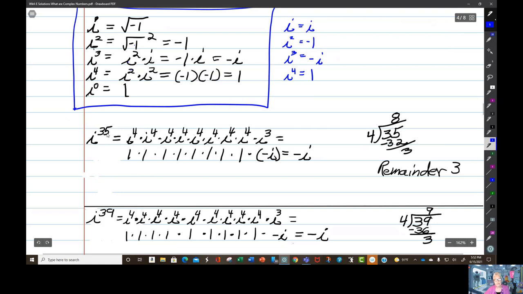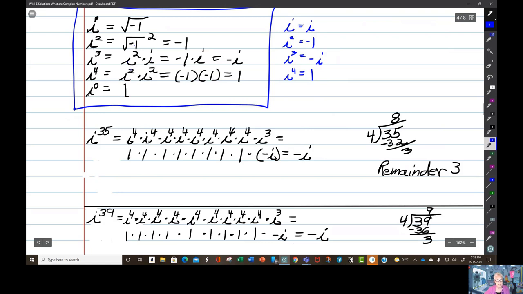Consider i to the 35. Because I have 1, 2, 3, 4 different powers of i here before I get to positive 1, I'm going to divide 4 into 35 to find how many i to the fourths I have in i to the 35. 4 into 35 is 8. 8 times 4 is 32. Subtract 35 minus 32, and you get remainder 3. Now, what this means is there are going to be 8 i to the fourths, and then an i to the third. That's what the remainder gives you.